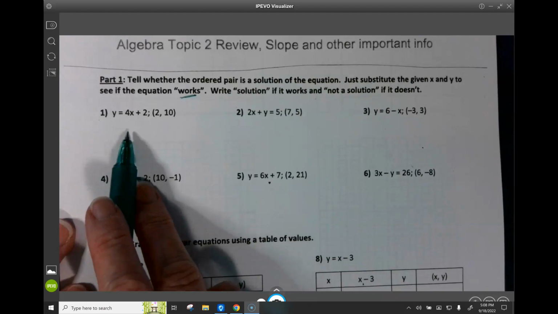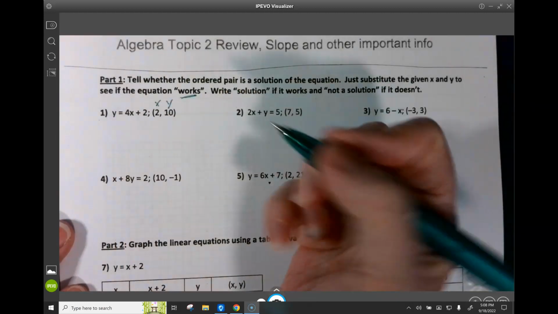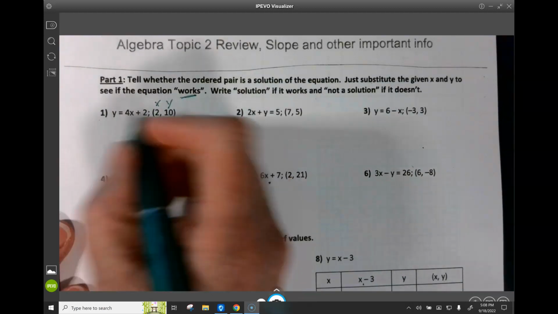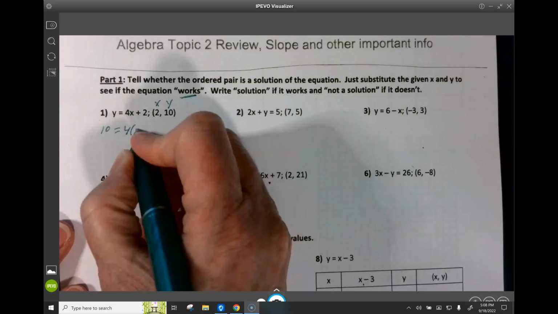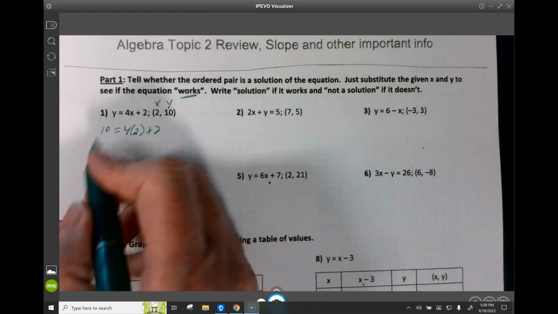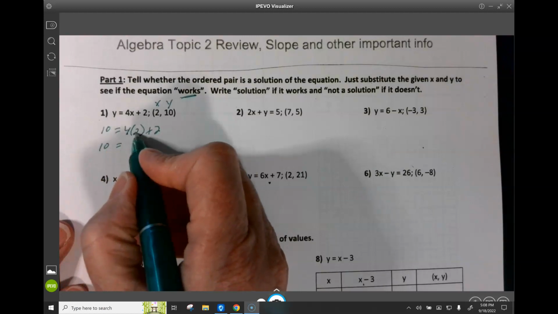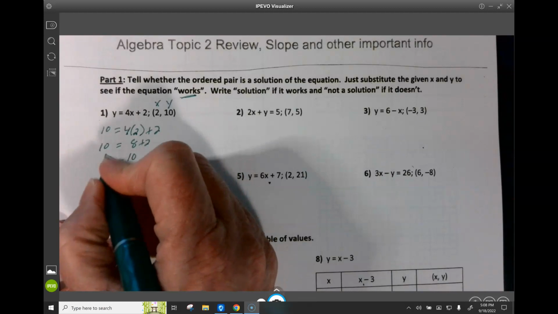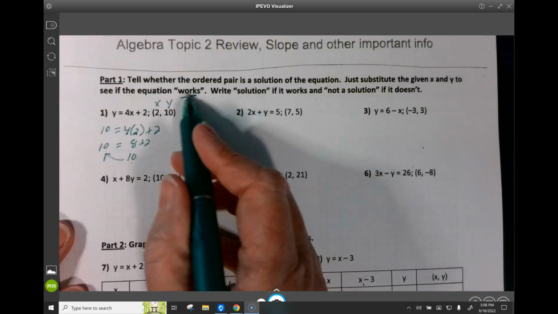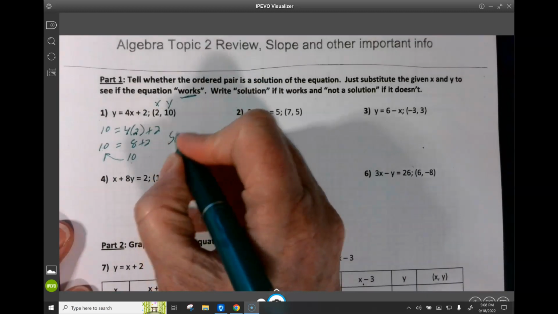So take this first one. Remember, this is my x value, this is my y value. And we're just going to plug it into the equation. So in place of y, I put a 10. In place of x, I put a 2. And then I see if we come up with the same thing. So this is 10. This gives me 4 times 2, which is 8. So 8 plus 2 does give me 10. So it works, as they say it, but it's the same thing on both sides. So therefore, yes, this is a solution.